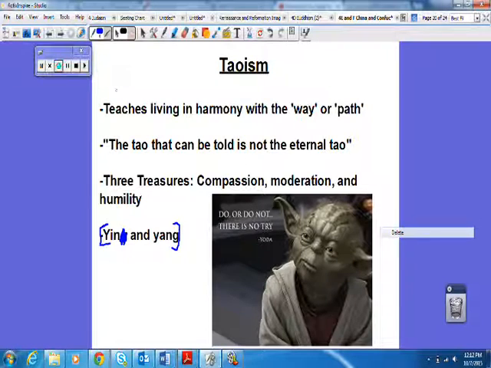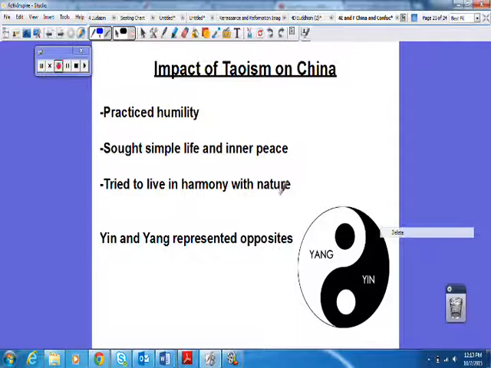A lot of people think that's Star Wars. This is Yoda here. A lot of people think the Force in Star Wars is very similar to Taoism. So if you think about the Force, you understand Taoism. Now, they practice humility, they seek simple life and inner peace, and they try to live in harmony with nature.